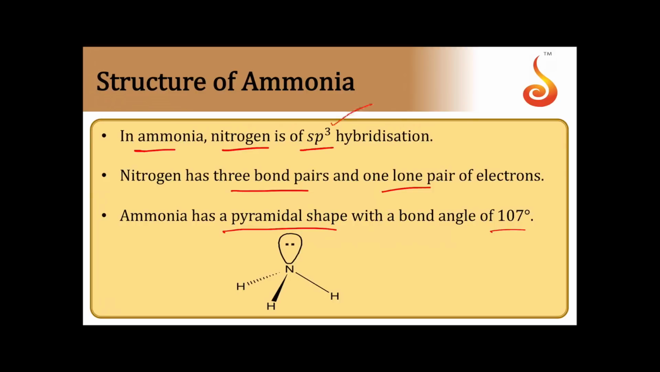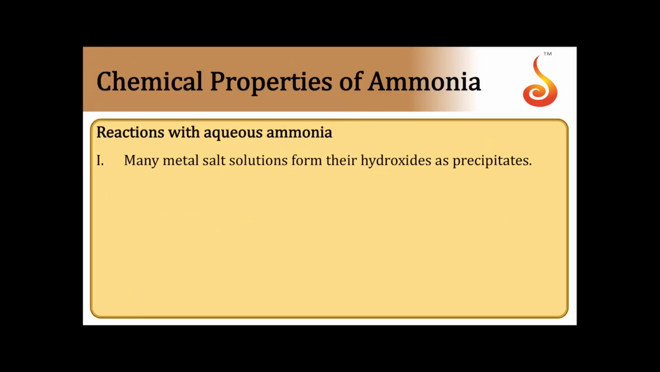So nitrogen undergoes sp3 hybridization and it has 3 bond pairs and 1 lone pair. The structure is pyramidal and the bond angle is 107 degrees. Now coming towards the chemical properties of ammonia.